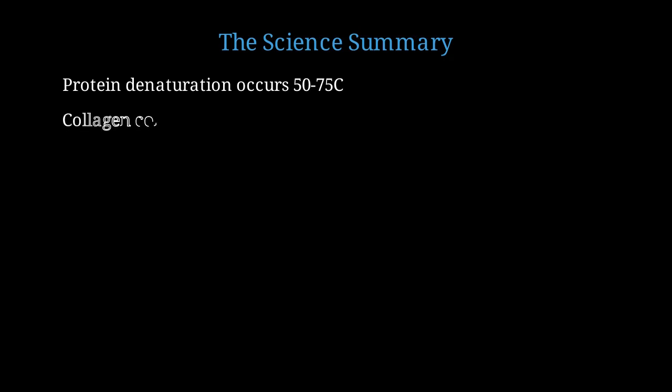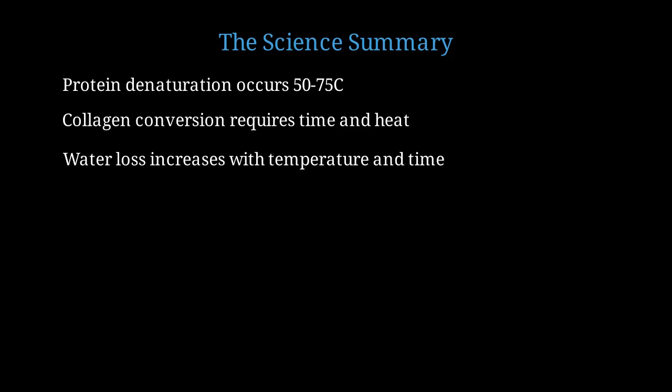Let's summarize the key scientific principles we've covered in this lecture. Protein denaturation, the unfolding and coagulation of muscle proteins, occurs between 50 and 75 degrees Celsius. Collagen conversion to gelatin requires both adequate heat and sufficient time, following exponential kinetics. Water loss increases with both temperature and time, but temperature has a more dramatic effect. Maillard reactions, which create flavor and color, require temperatures above 120 degrees Celsius to proceed at appreciable rates.